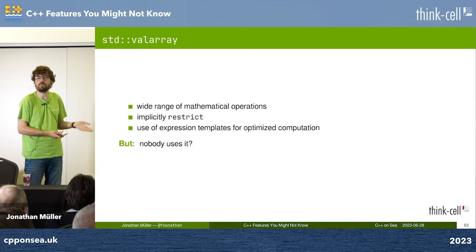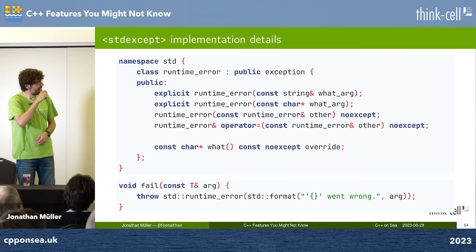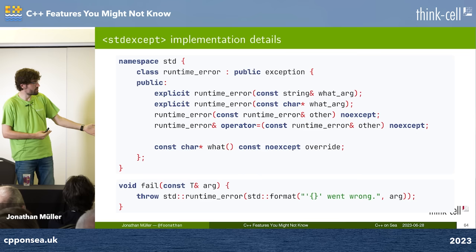It's just a bit forgotten about. It's a weird C++ feature you might not know. So, the standard library also has exception classes. This is runtime_error, and I've shown the full interface of runtime_error. And then you can use it like so. So we throw a runtime_error, and then we use format to get the format string.